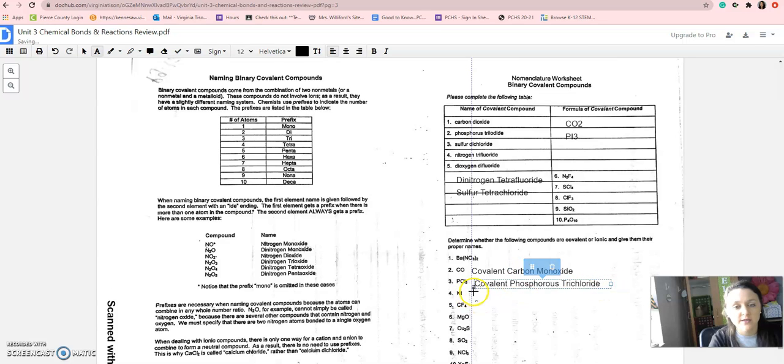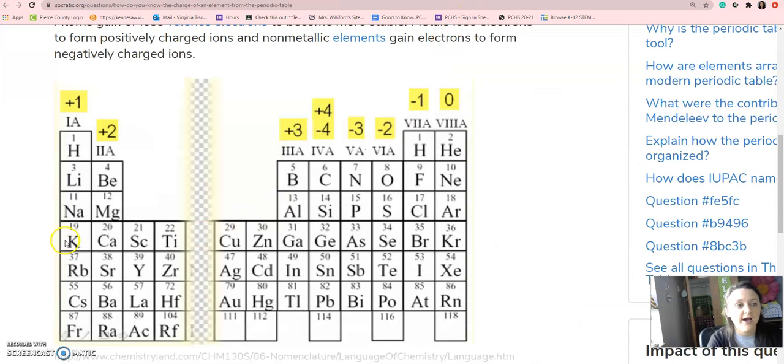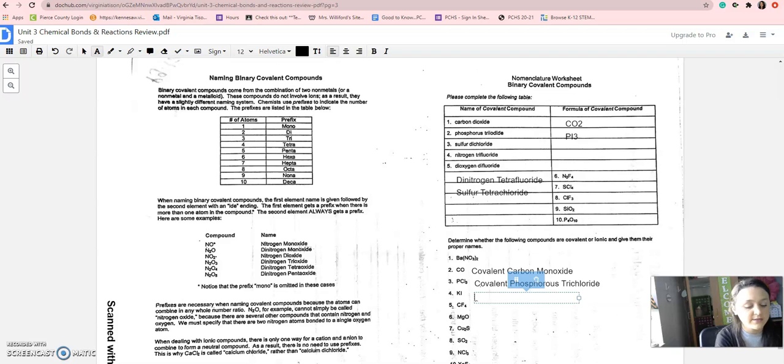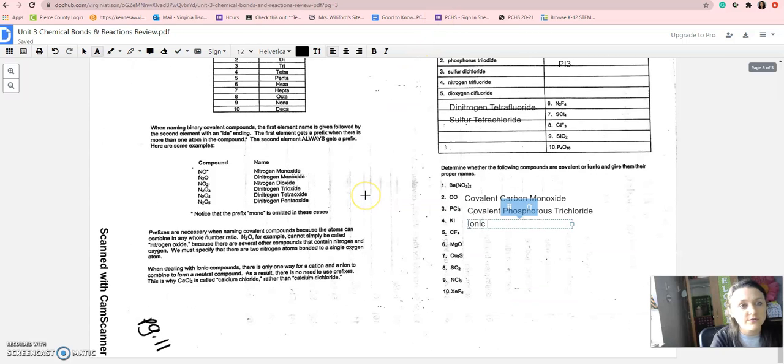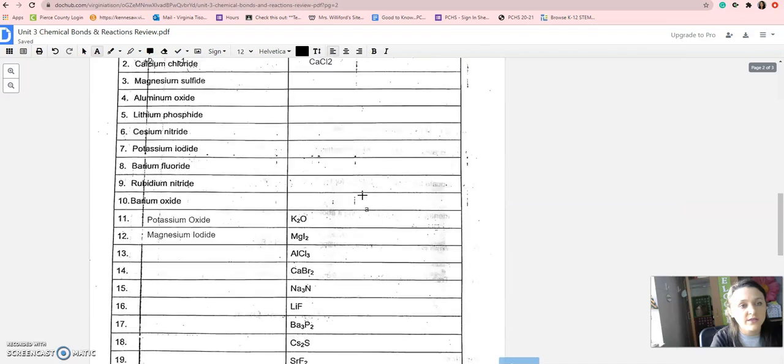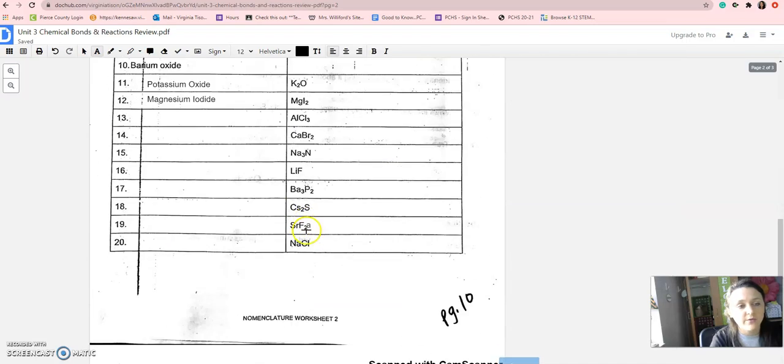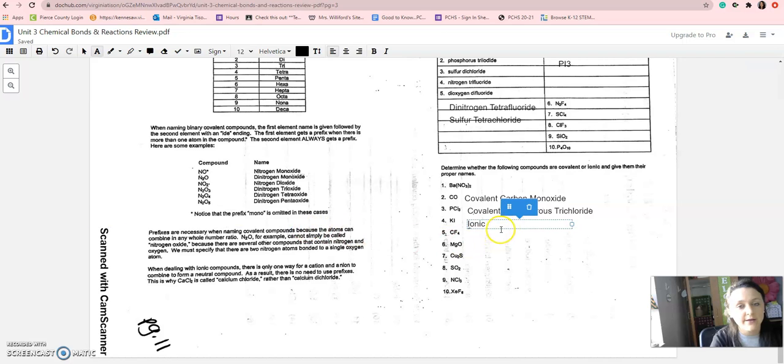All right, now let's look at this one right here, KI. If I look at KI, I see I have a metal and a nonmetal. That means it's not covalent. It is ionic. And remember, when we name ionic, we are going to use these rules. Okay, for ionic, we just write the metal, nonmetal, and ide. So I'm going to write the name of the metal. K is potassium. And then iodide.